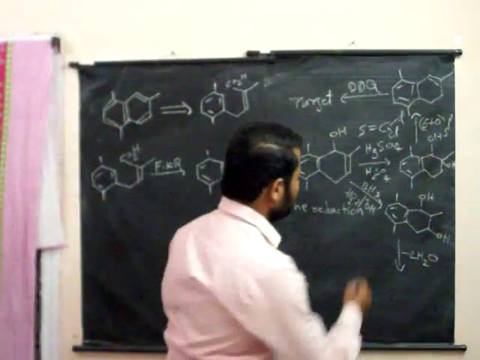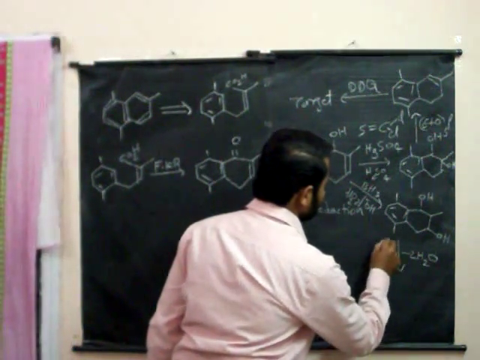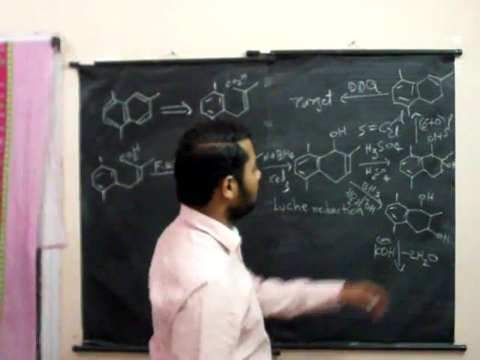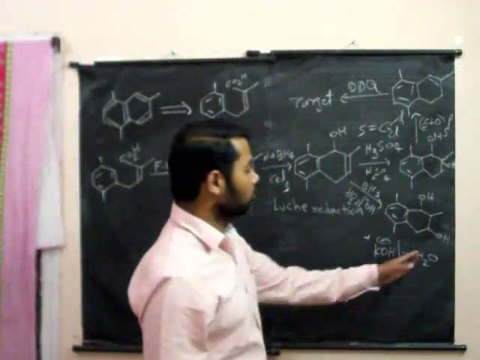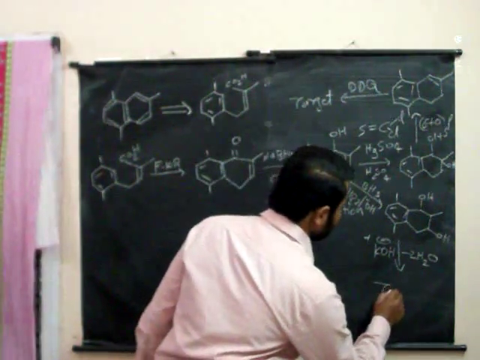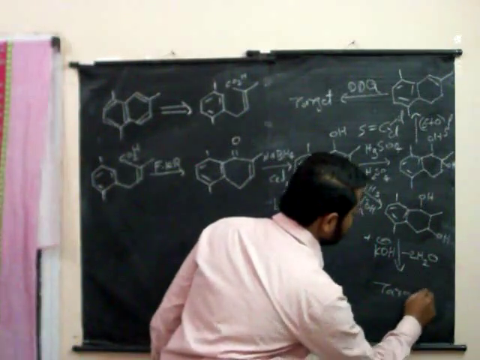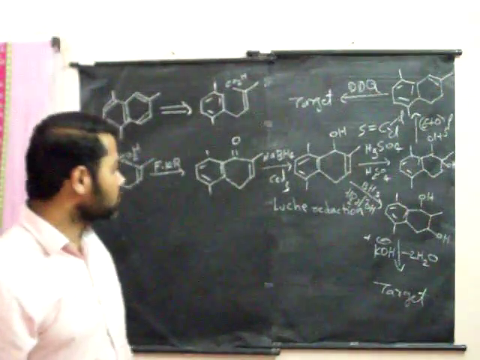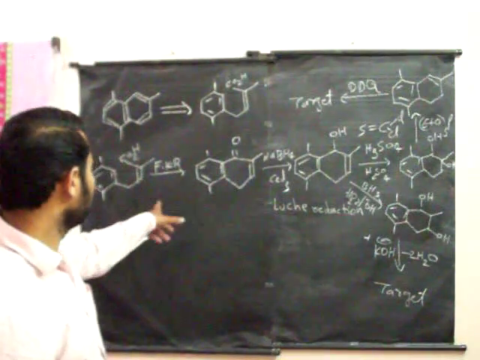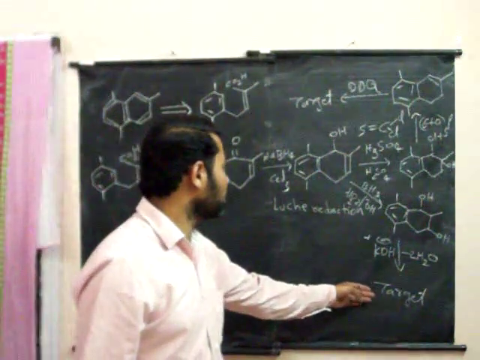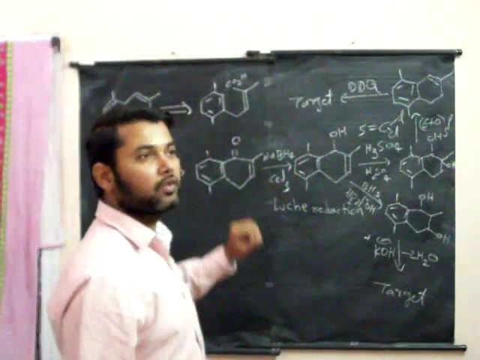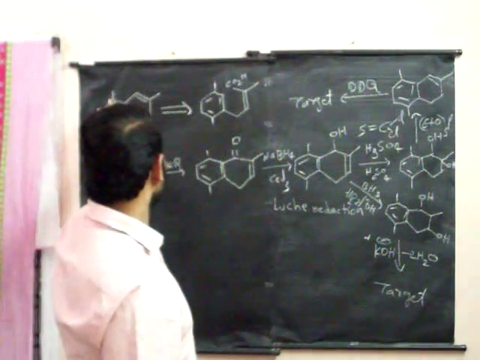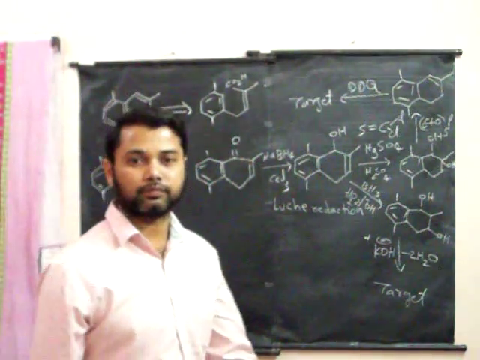Here KOH, simple elimination of two molecules of water to yield the target. So this is one way of thinking of the target molecule from this intermediate. So if we have this intermediate, we can synthesize this compound.